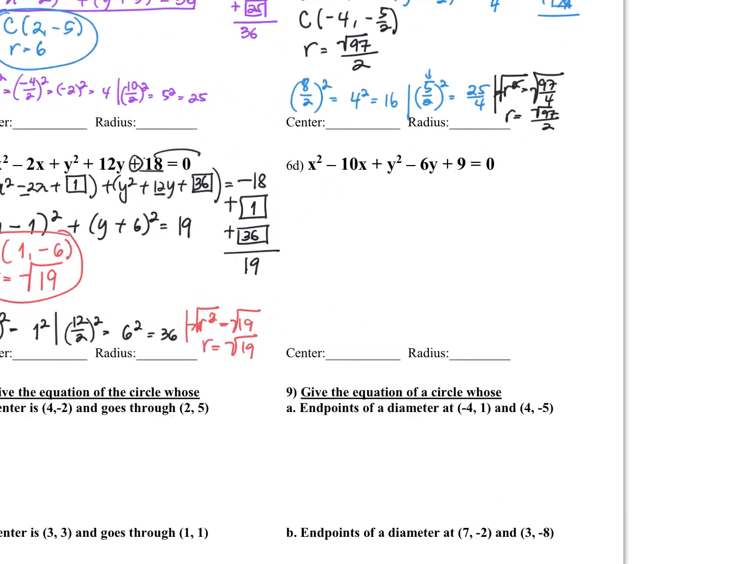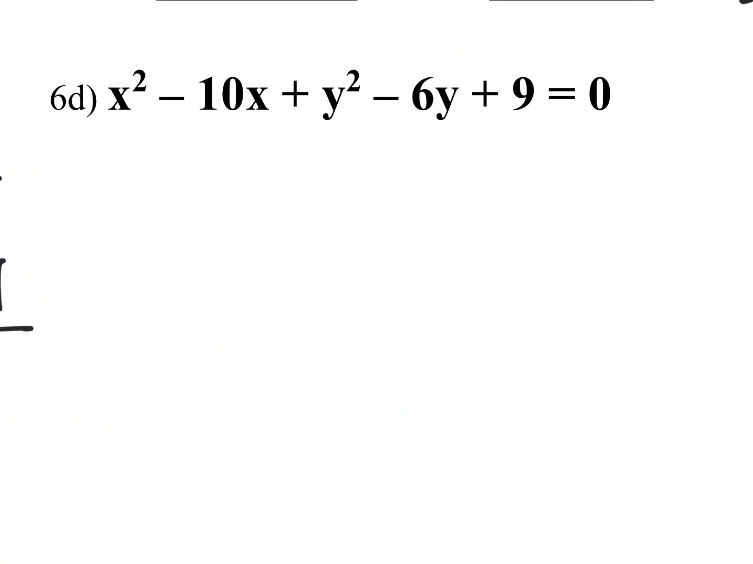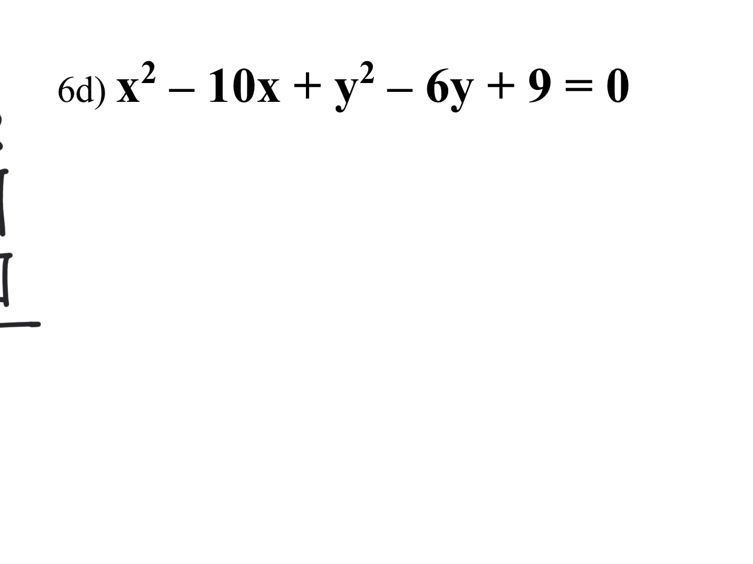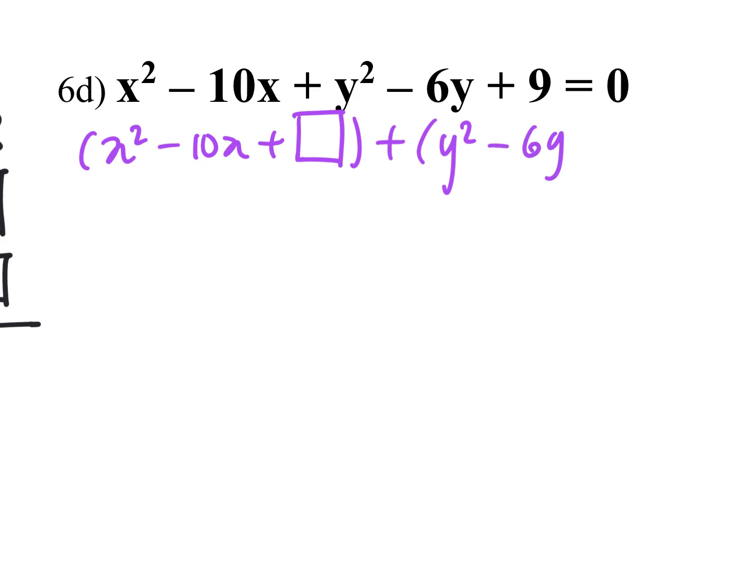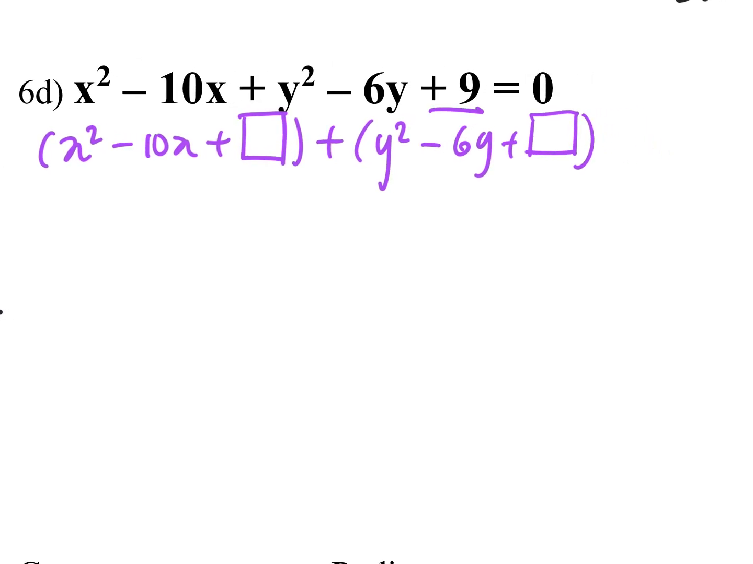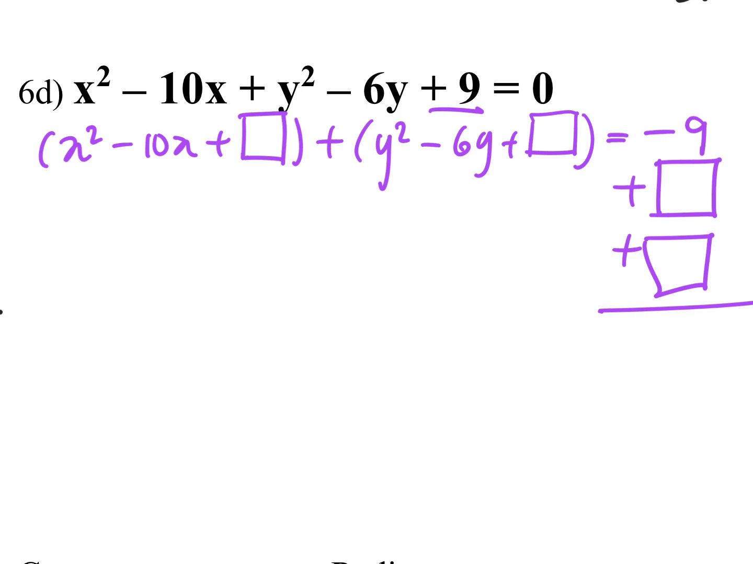Okay, so let's look at number 6D. We're going to do the same thing with this one. Let's put all the x terms together, minus 10x, and then plus a big box for us completing the square. y squared minus 6y, and then one big box again. What will I do with the 9 in here? I'm going to transfer it to the other side. It's going to give you negative 9 plus 1 box, and then plus 1 more box. That's going to give you my total later.